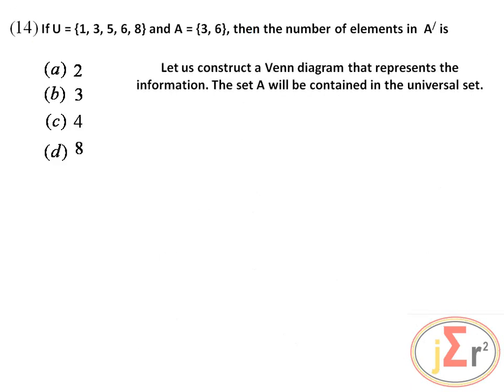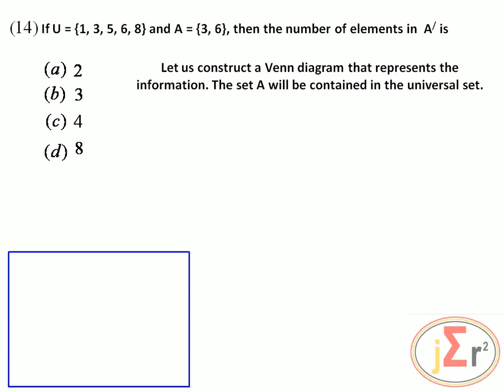If U is the set 1, 3, 5, 6, 8 and A the set 3, 6, then the number of elements in A complement is what we are determining, not A complement, the number of elements inside of A complement. Let us construct a Venn diagram that represents the information. The set A will be contained in the universal set.